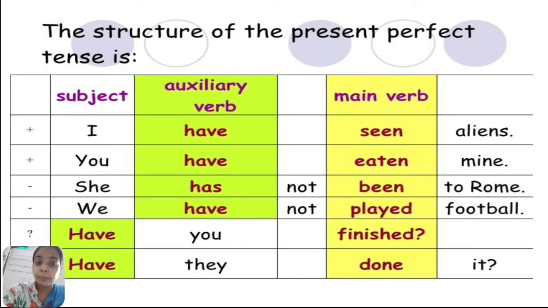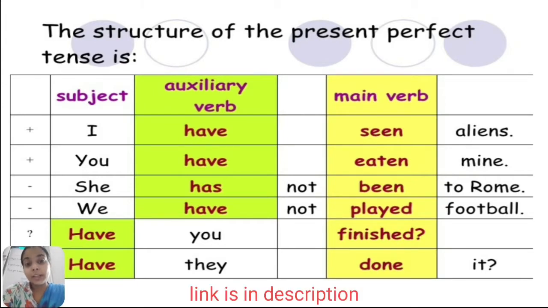For the past participle of a regular verb, it is the combination of base plus ed, like look plus ed, looked, play plus ed, played, dance plus ed, danced, finish plus ed, finished. So these all are examples of regular verbs. And for irregular verbs, you have to see the table of irregular verbs. I am leaving the link in the description. For irregular verbs, you have to see the table in the section of verb.